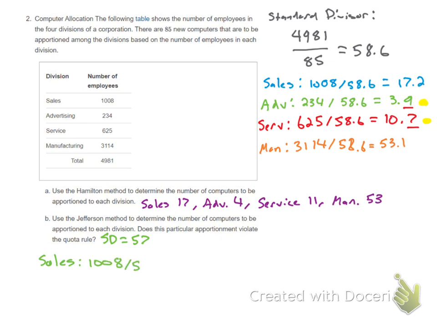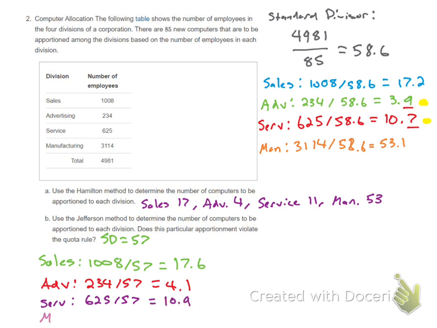Sales, 1,008 divided by 57, I got 17. Advertising, 234 divided by 57, I got 4.1. Service, 625 divided by 57, 10.9. Manufacturing, 3,114 divided by 57, I got 54.6. So 17 to sales, 4 to advertising, 10 to service, and 54 to manufacturing.